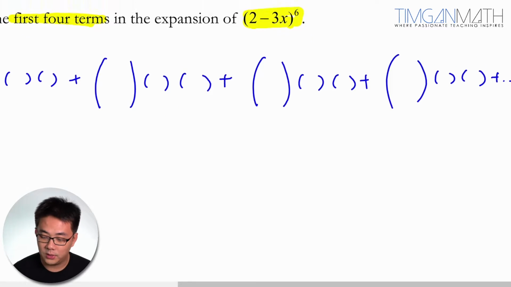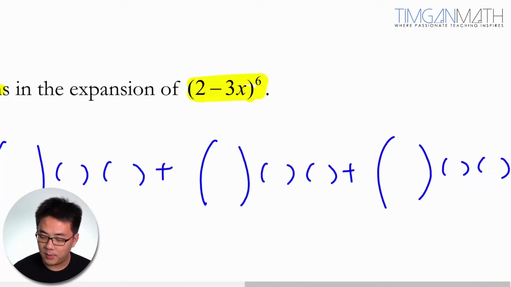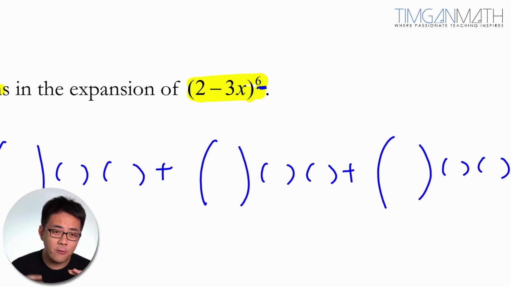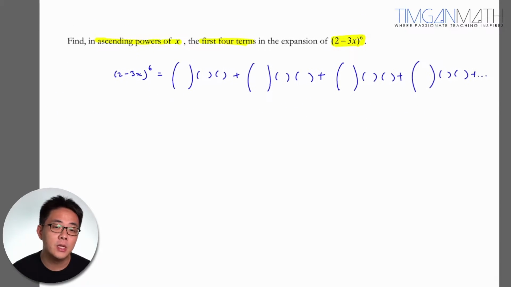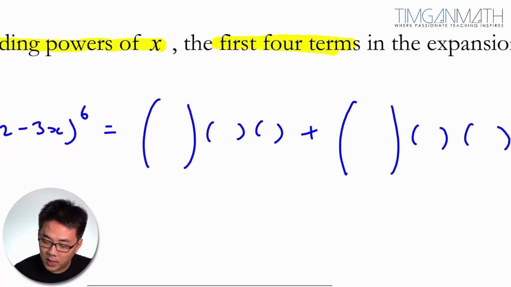Then dot. So you have a power of 6. In other words, if you were to expand this fully, you have 6 plus 1 terms, so 7 terms. If this is a power of 10, then when you expand, the binomial theorem will give 10 plus 1, 11 terms. But now you only need the first 4 terms. So let's see how we can do this properly. Now fill in the blanks.